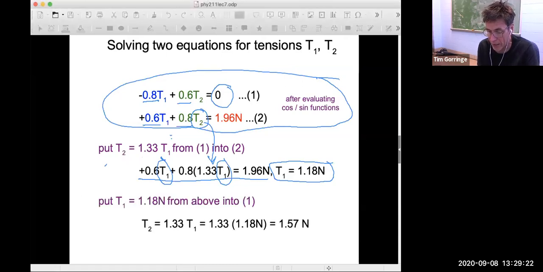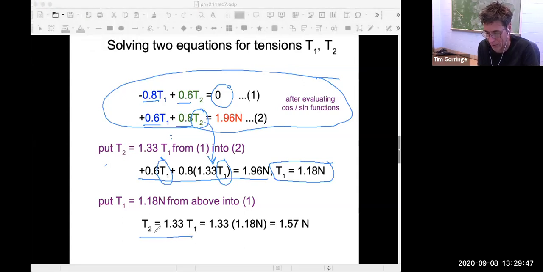Then it's easy to go back to the two equations and find the remaining force, the T2. Actually, we already know that T2 is 1.33 times T1. So all I've got to do is take that equation and fill in the now known T1 force. So take this equation, plug in this answer for T1, and multiply by 1.33, and I get 1.57 newtons. And so that's the solution for the second force.